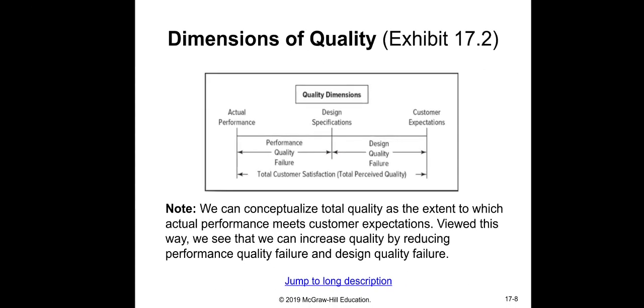Okay, let's see what this is about. We can conceptualize total quality as the extent to which actual performance meets customer expectation. Viewed this way, we can increase quality by reducing performance quality failure and design quality failure. So the conclusion made in the textbook is, if you want to increase the quality of a product, the clear way is to minimize the performance quality failure and also minimize the design quality failure. That's the way to do it.